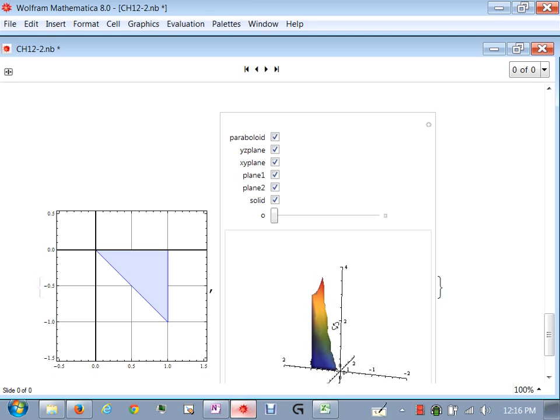Now this is important because what we have is a region on the bottom, which is either type 1 or type 2. And then, remember, we have to have an upper function and a lower function, an upper surface and a lower surface. In this case, our upper surface is the paraboloid. The lower surface is z equals 0.